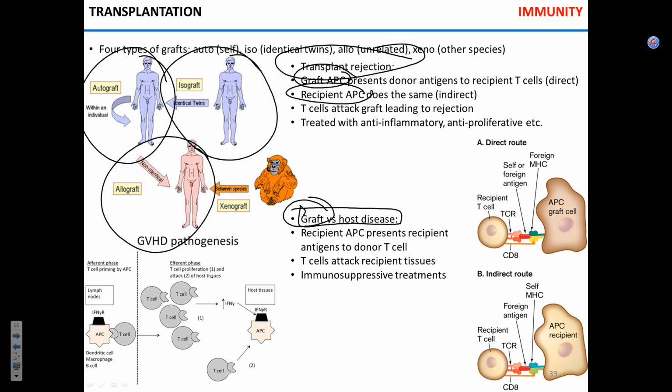That makes sense. So basically, in rejection, the immune system of a recipient attacks the organ of a donor. In graft versus host disease, the immune system of a donor attacks the body of a recipient. Am I clear? Treatment in both cases is immunosuppressive. This particular condition, graft versus host disease, is a common consequence of leukemia treatment.